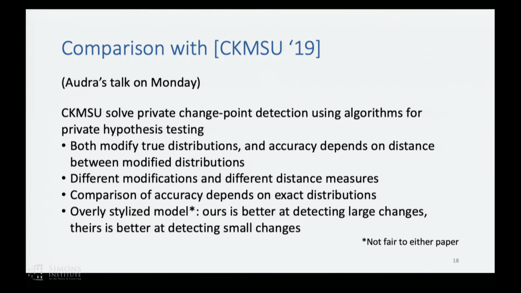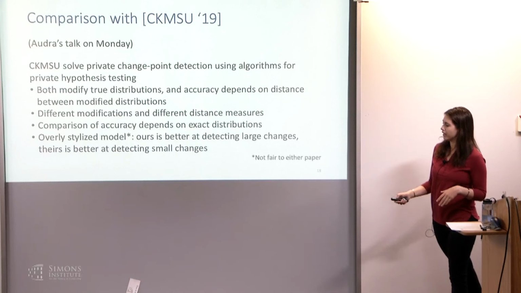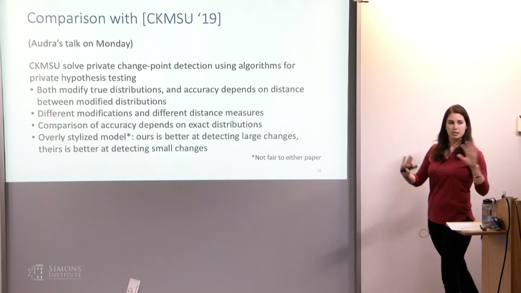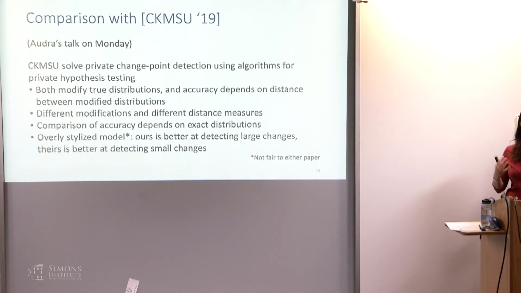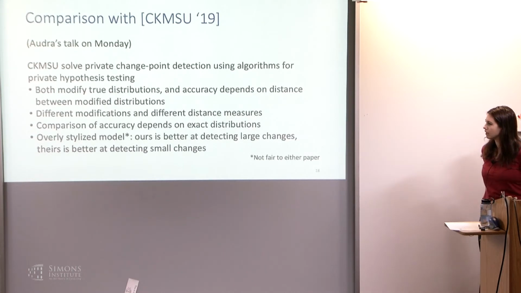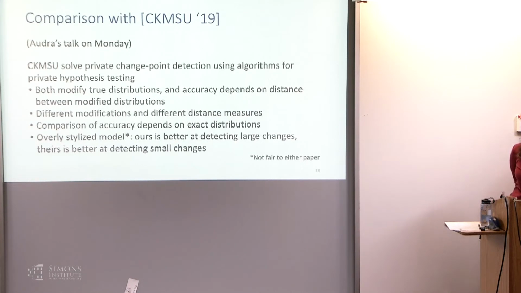distributions. And I will say, in an overly stylized model, that is really not fair to either paper. Ours is better in the case of a large change, but theirs is better at finding small changes. But again, I want to emphasize this is an overly stylized model, and it's not a blanket statement, and you really have to look at the exact accuracy bounds on the particular distributions to make an exact comparison. But they're more in the same vein.